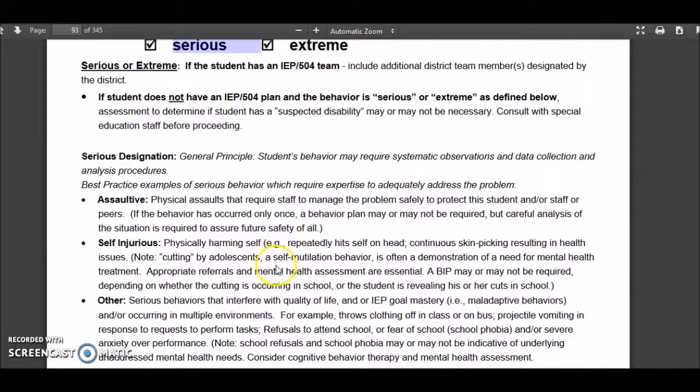Some other examples would be if the behavior is interfering with the quality of life for the student. So maybe the student is throwing her or his own clothes on the bus, or they are having school phobia, or refusing to attend school. So all these would be considered at the serious stage.